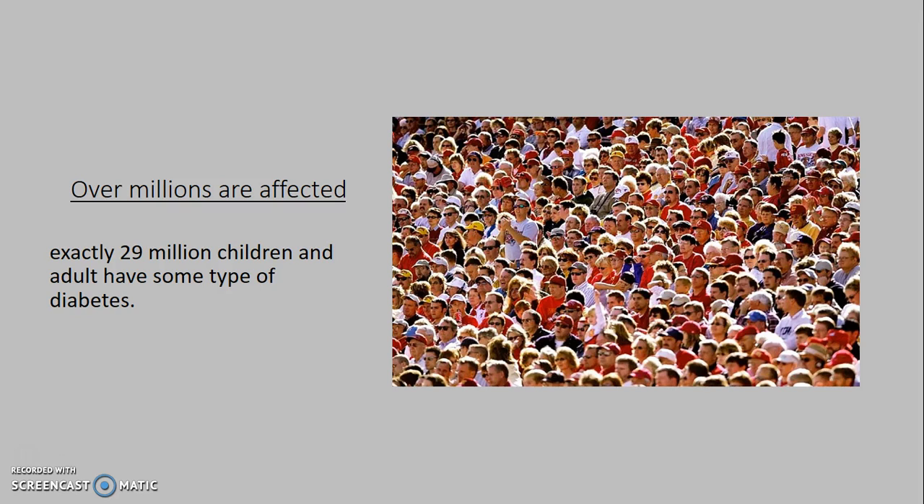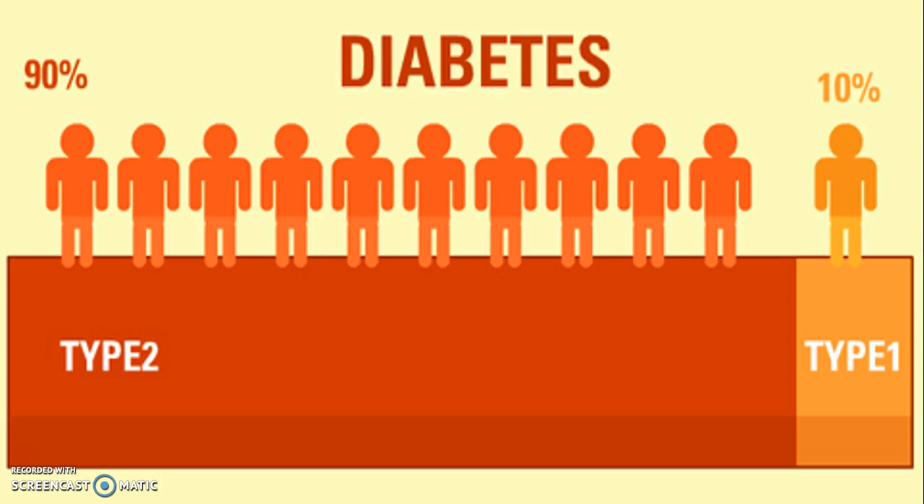Now, how many are affected? In the United States alone, an estimated over 29 million children and adults have some kind of diabetes. As you can see here in the slideshow, the majority of these estimated people have type 2 diabetes.